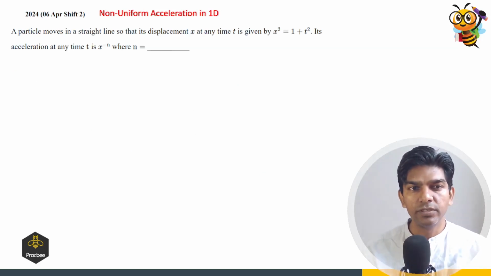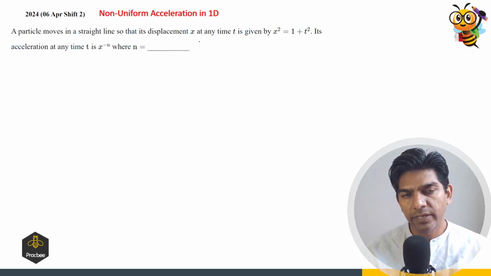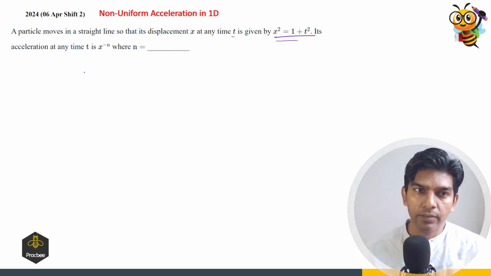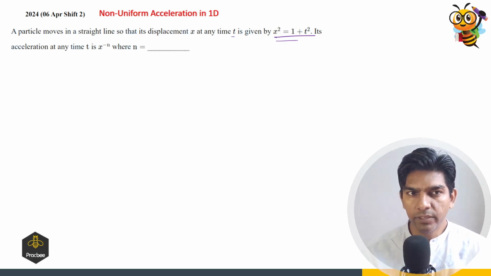A particle moves in a straight line so that its displacement x at any time t is given by this equation, x square is equal to 1 plus t square. Its acceleration at any time t is x raised to power minus n, where n is. So we have to find the acceleration at time t. So let us differentiate this two times.